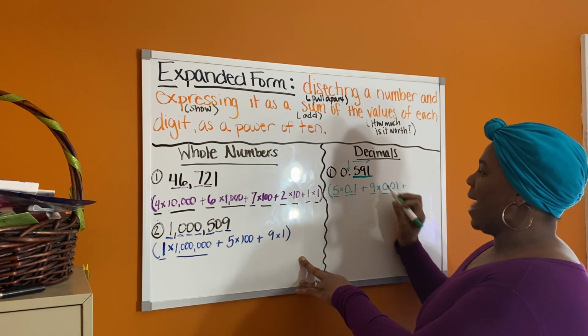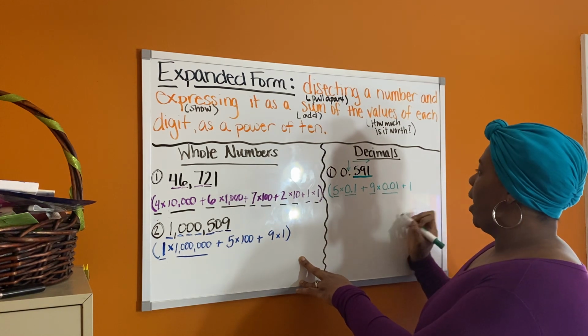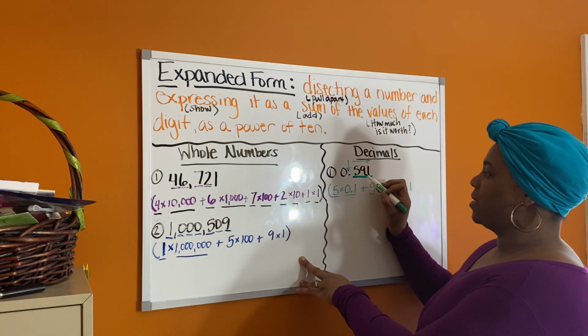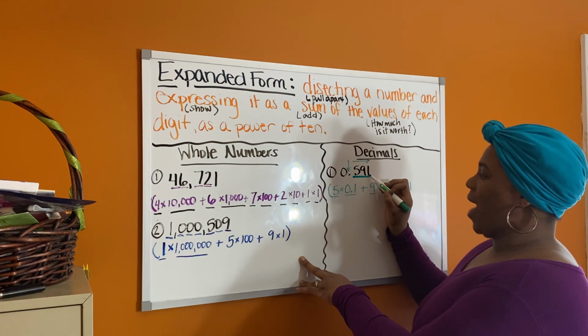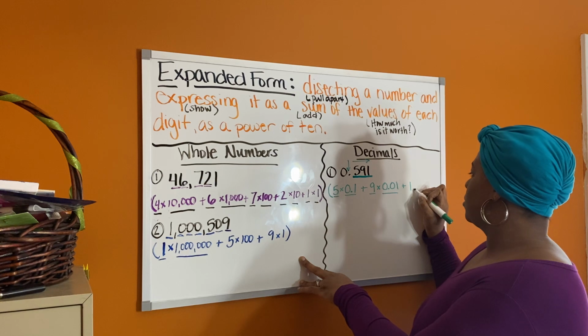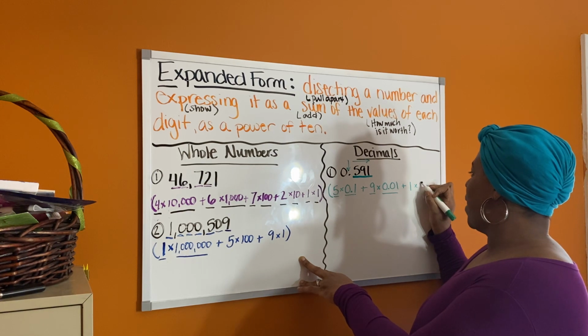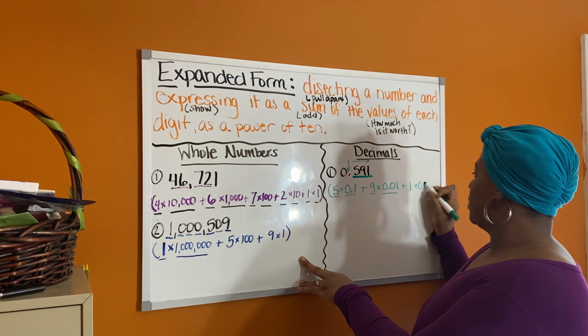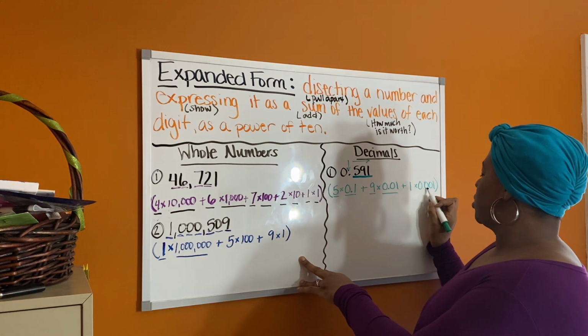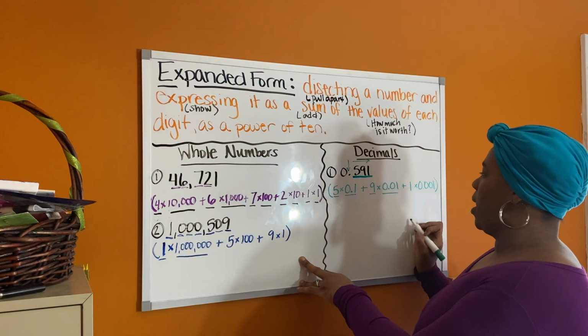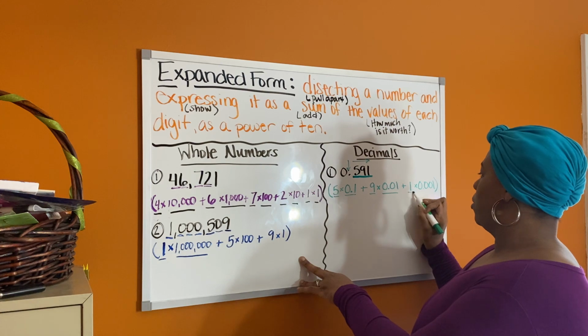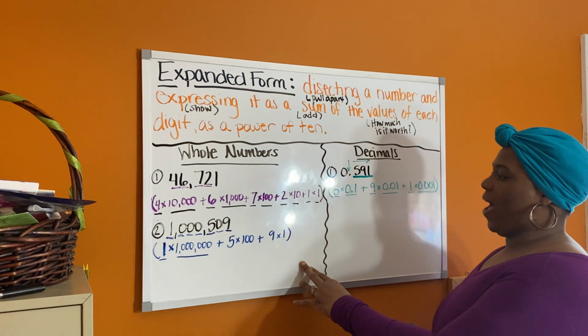And then lastly, I have a 1, and that is in the tenths, hundredths, thousandths place. So I'm going to multiply that by 0.001, which is tenths, hundredths, thousandths, okay? 1,000th number, and that's the value.